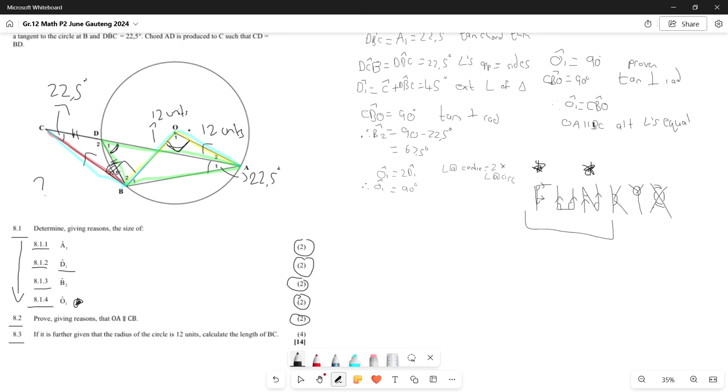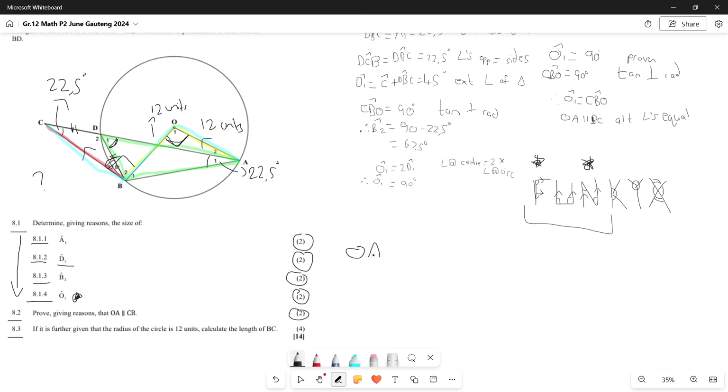So if we're going to look in triangle OBA over here, and we have the lengths of 2 radii, and we have a 90 degrees here at our O1, it means that we can do Pythag to get BA. So we'll do that first, and then we'll see why we need to get BA. Because OA squared plus OB squared equals AB squared because of Pythag.